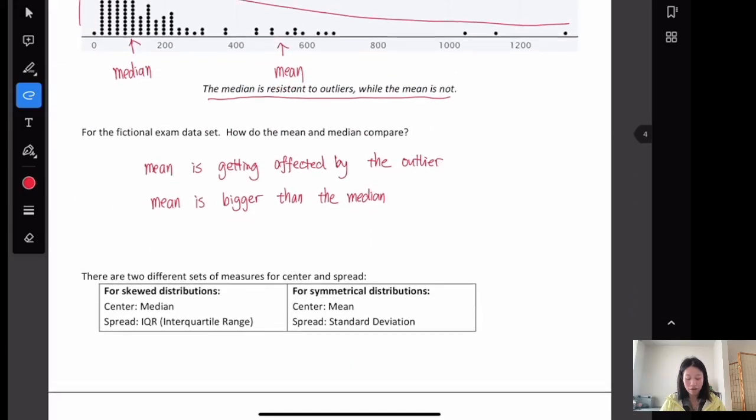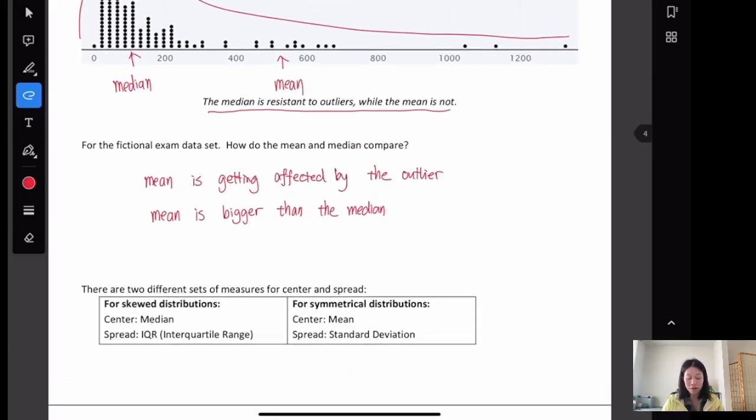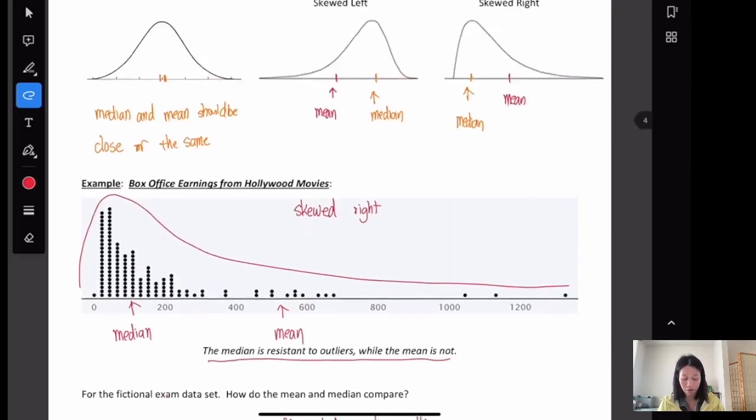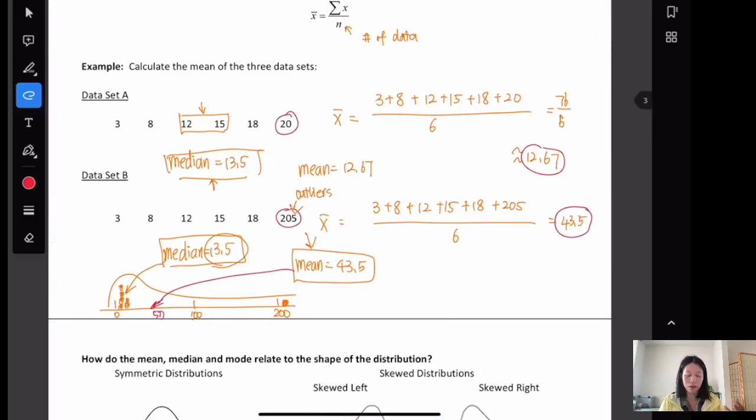Okay, so now let's compare these two. For these two different data sets, for the measure of the center and the shape, for skewed distributions you want to use the median, because the median is resistant to outliers. When we have skewed data, the skew happens because we have outliers. So we want to use the median, because the median is resistant to the outliers and is not going to be affected by them.